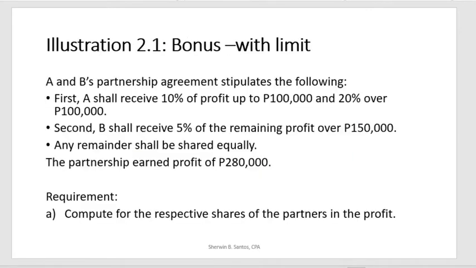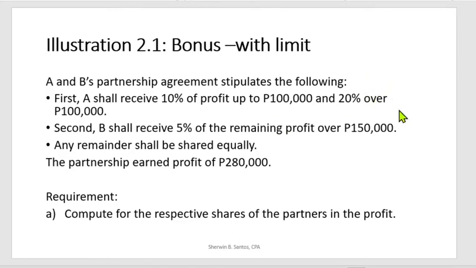Okay, let's proceed with illustration 2.1, bonuses with limit. So, kung makikita mo, ine-establish natin yung basic items on accounting for partnerships, then isa-isa nating ipine-present yung mga complications nila. So, from basic to complicated. Okay, A and B's partnership agreement stipulates the following.